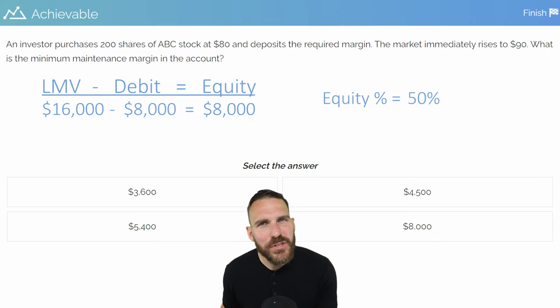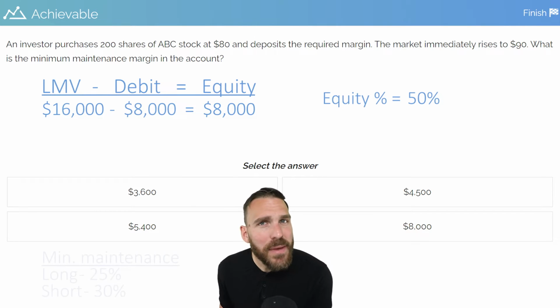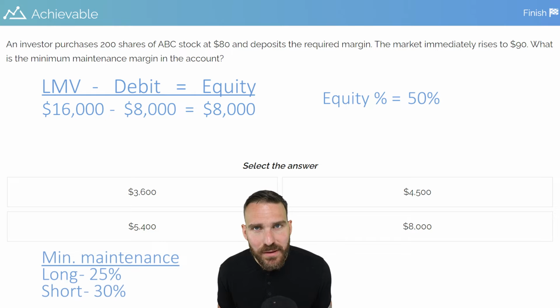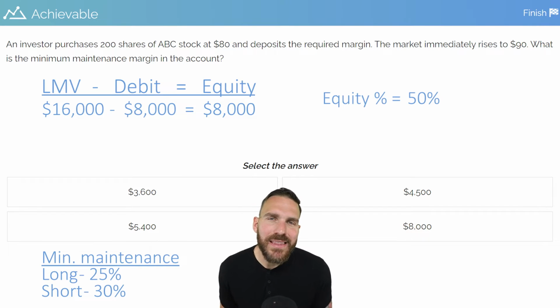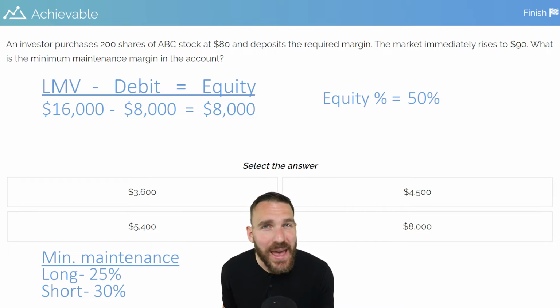Another quick thing to establish is minimum maintenance itself. Minimum maintenance for long accounts is 25%. For short accounts is 30%. Now, again, this is a long account, so we're going to focus on that 25% minimum maintenance level. And what minimum maintenance means is that the investor must always maintain at least a 25% equity level in their account to keep it in good standing.